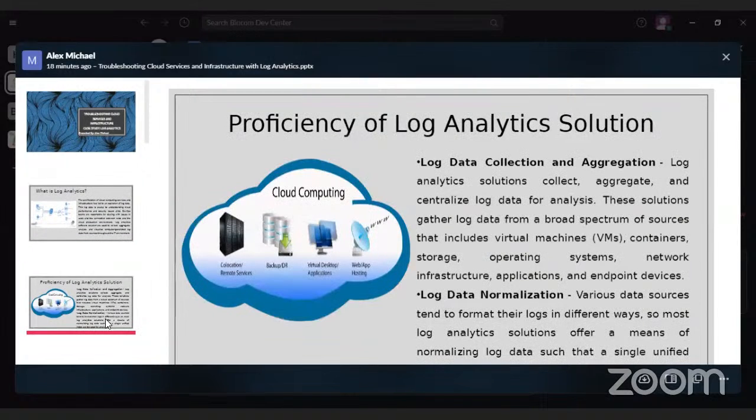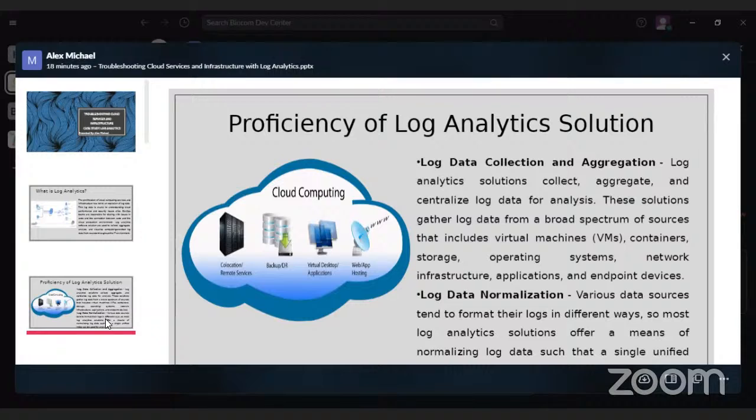So the next slide says proficiency of log analytics. When we talk about proficiency, what are these things? What is it good for? What does it solve? What does it do? Where does it come into play? So that's what we are about to talk about now.